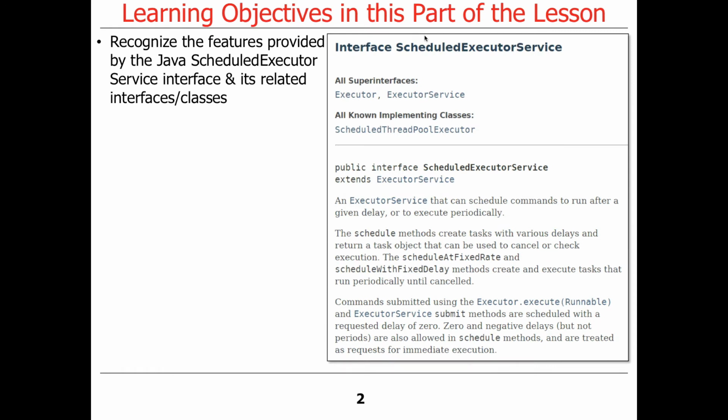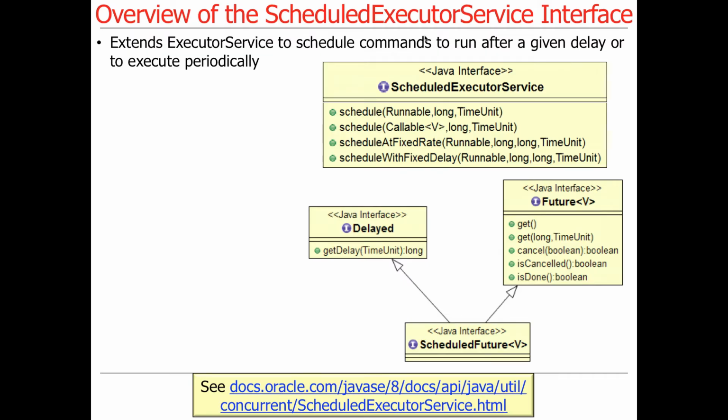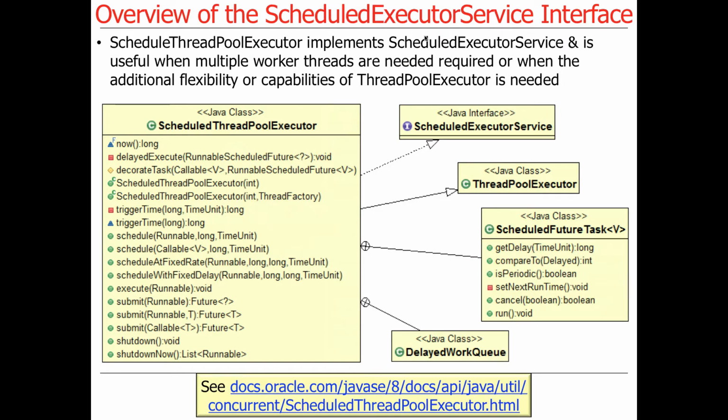And what we'll do here is talk about what this provides and some of the related classes and interfaces that are used with the ScheduledExecutorService. So the ScheduledExecutorService extends Executor Service, so it has all the Executor Service stuff. And it's used to schedule commands that will be run after a given delay, or it also allows them to be executed periodically. It's a fairly simple interface, although the implementation is clever and tricky, but the actual methods are pretty small. The Scheduled Executor Service is implemented by the Scheduled Thread Pool Executor class.